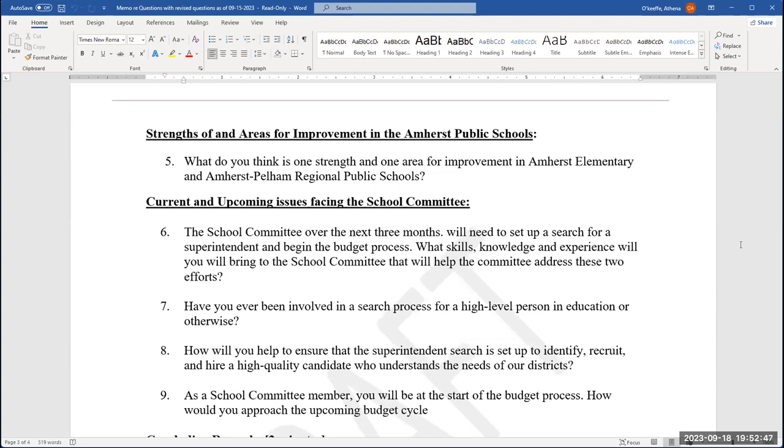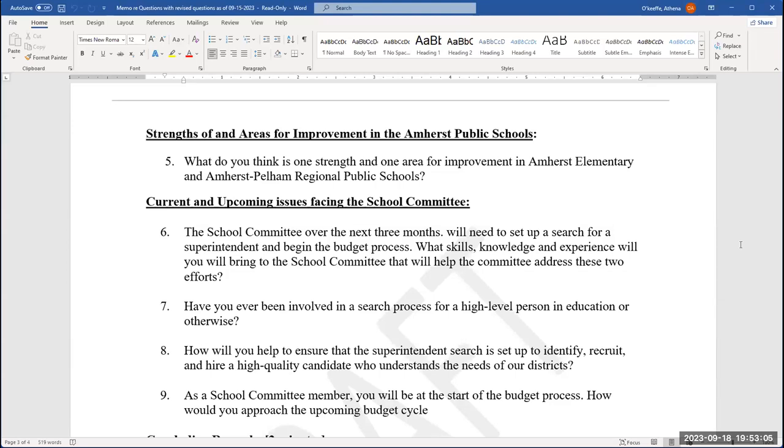So in the interest of cutting down the number of questions, I really feel like we can strike six and seven and just keep eight and nine, because six is really two questions. Six is really, what skills, knowledge, and experience will you bring to help address the budget? What skills, knowledge, and experience will you bring to help address the superintendent search? So it's really two questions in one.